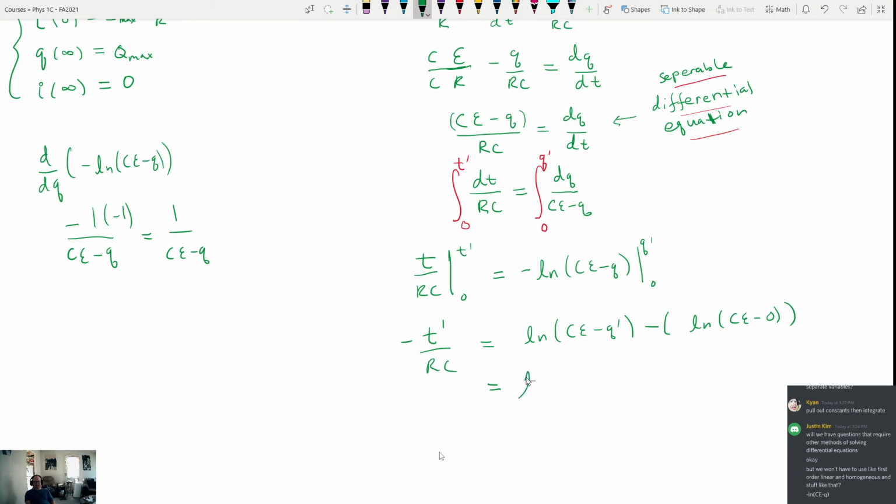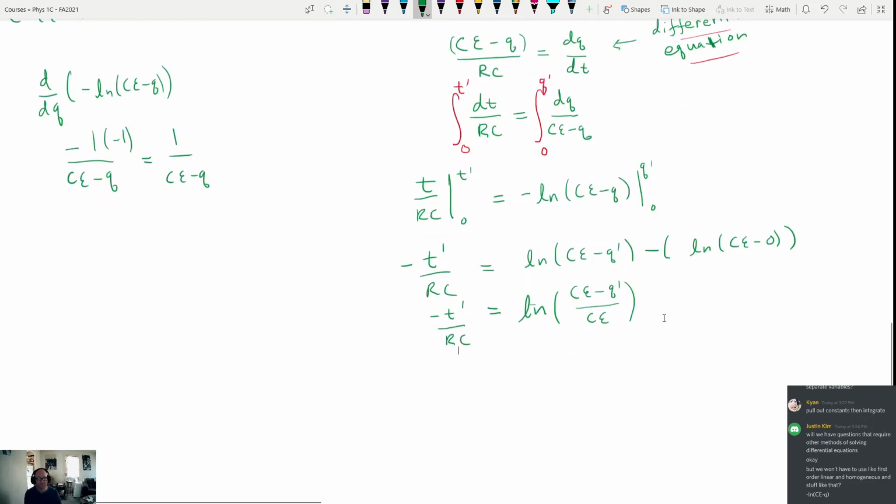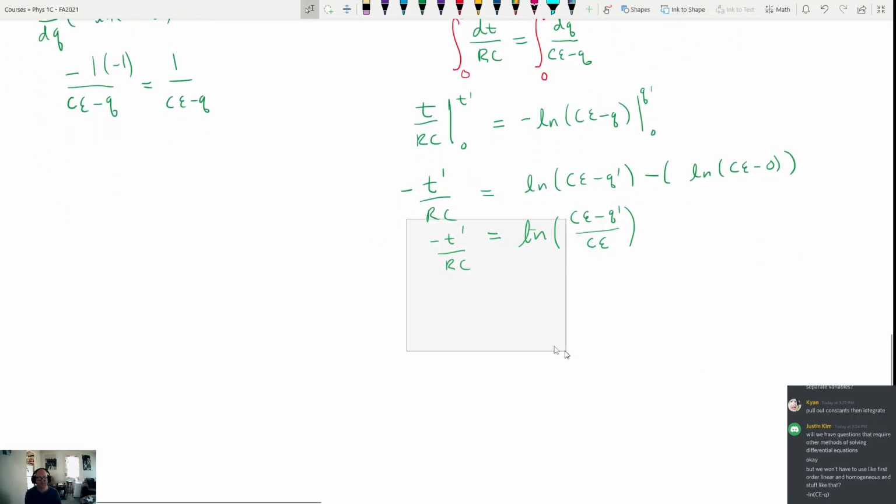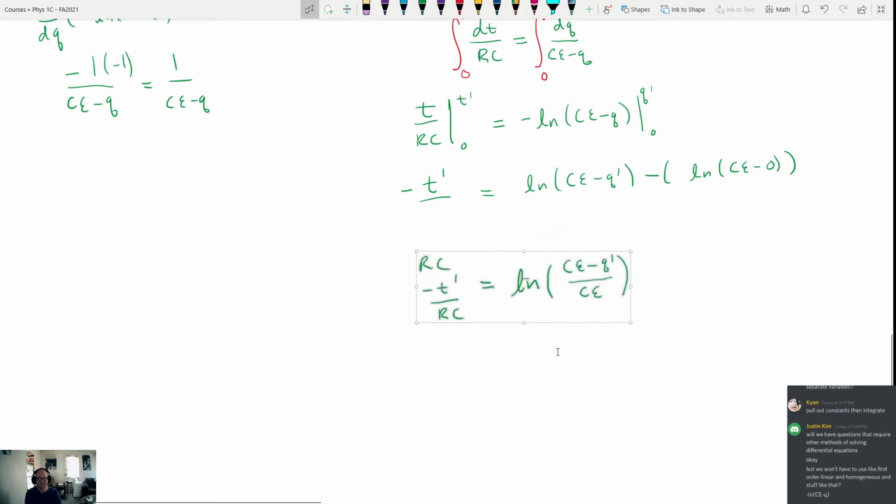Because then we can write this as the natural log of the ratio CE minus Q prime divided by CE. And that should be equal to negative t prime over RC. All right, I didn't do this very well. I want to shift this down some so there's room between these things. So to do that, I need to do that, and then we'll just shift it back up a little bit. I'll try not to write such slanted angles, but it's kind of hard not to.